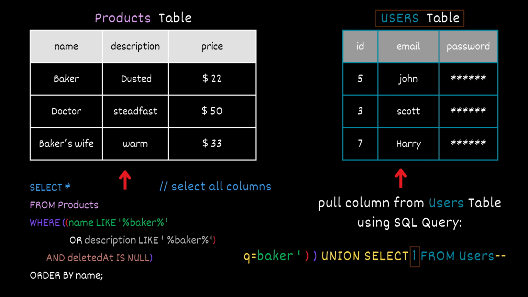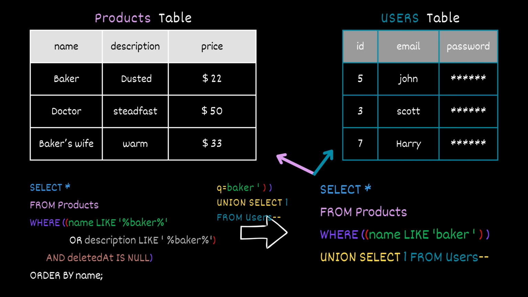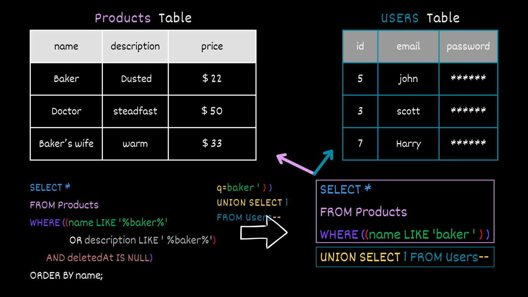Kim is trying to pull 1 column of data from the users table. And finally, dash dash is a SQL comment. It tells the database to ignore the rest of the original query after Kim's injection, avoiding syntax errors. So when Kim sends his injection, the original query gets transformed like this. In plain English, this says, search for the word Baker in the product table. Oh, and while you're at it, also grab 1 column from the users table and just ignore the rest of the original query.